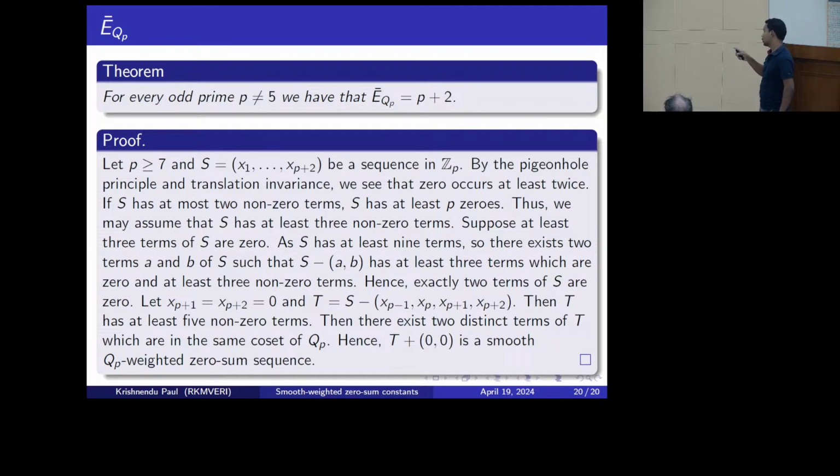Then attaching 2 zeros we get a smooth QP weighted zero sum sequence, and as T has length p minus 2, since we are removing 4 terms from the p plus 2 length sequence, and attaching 2 zeros, the length will be p and it is a smooth QP weighted zero sum sequence. So it is a p length smooth weighted zero sum sequence. So that proves the upper bound.